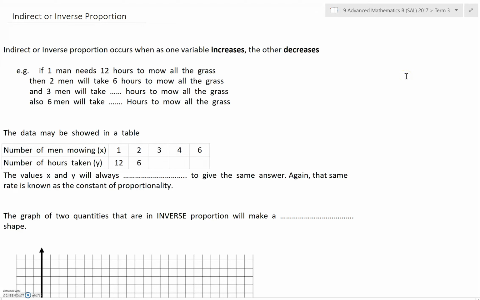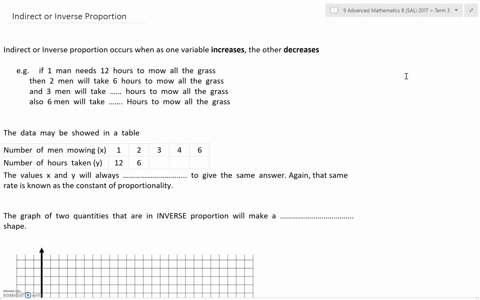Okay everyone, welcome back. We're going to continue with our work on proportion, and this time we're looking at indirect or inverse proportion. Now those words are used interchangeably, and you need to know that one is exactly the same as the other because you may get asked for it in either way. So indirect or inverse proportion occurs when one variable increases, the other decreases. So it's kind of the opposite of direct proportion. It's not both decreasing, it says one increasing, the other goes down.